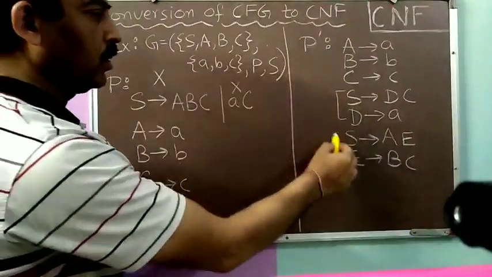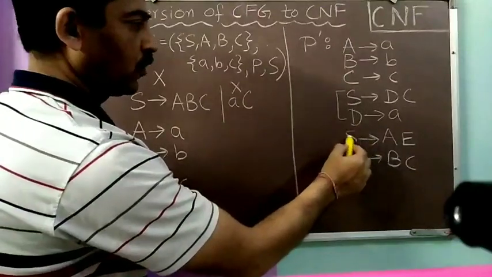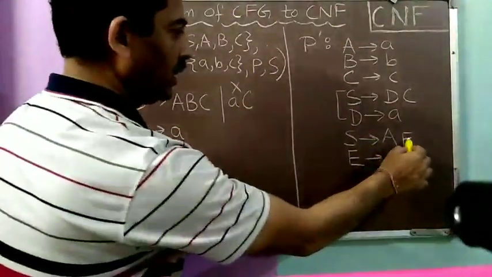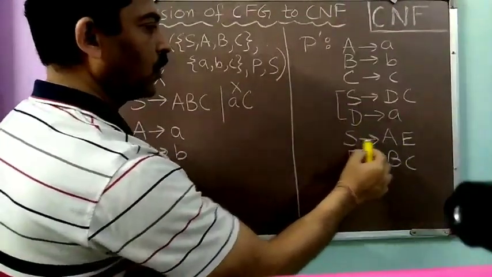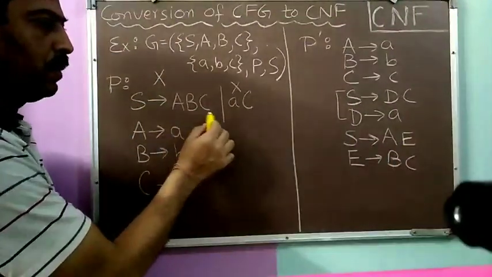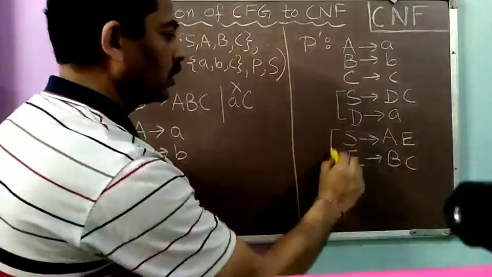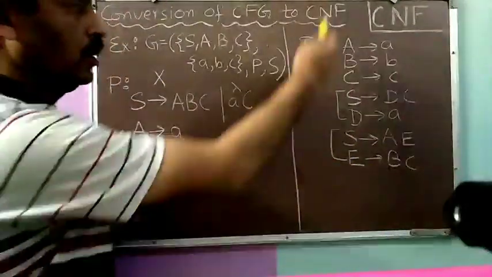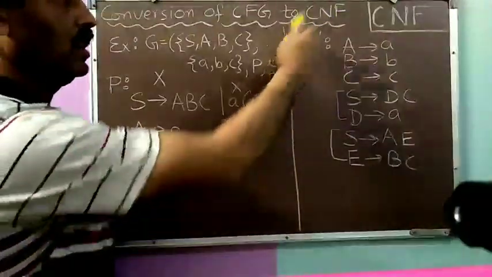And suppose if we want to start from S, so from S we can go to AE, okay, and then E will go to BC. So ultimately from S we will be able to derive ABC. So removing this production and including these two productions will have the same effect. So these will be the productions in the P dash.